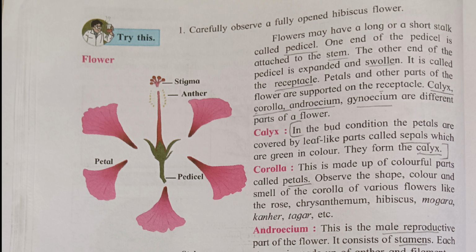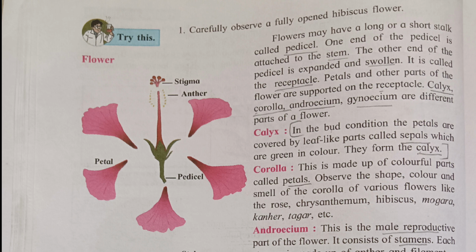Question is, what are the different parts of the flower? Calyx. In the bud condition, the petals are covered by leaf-like parts called sepals, which are green in color. They form the calyx. Corolla. This is made up of colorful parts called petals. Observe the shape, color and smell of the corolla of various flowers like the rose, chrysanthemum, hibiscus, mogra, etc.